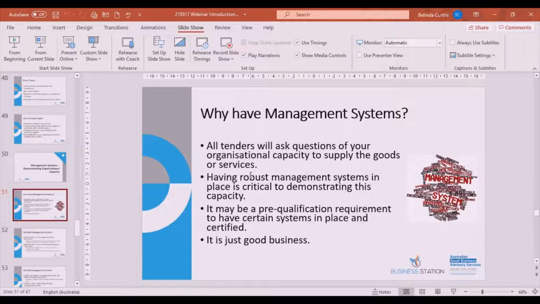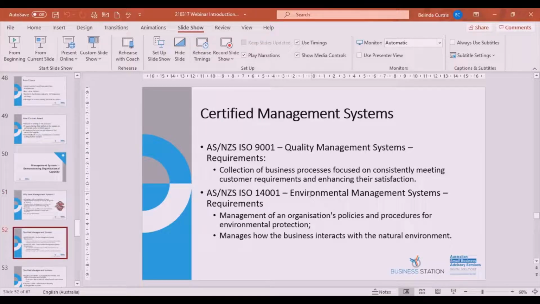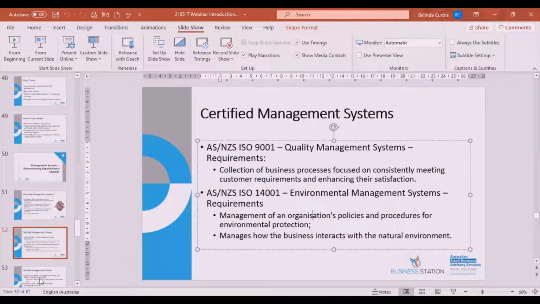And having good management systems and procedures is good business, it helps you manage your business. So the types of management systems that you're going to see mentioned in tenders: quality management, so how the process of you delivering your goods and services to the market works. Environmental management, so how does your business interact with the natural environment? For example, in a construction contract they might have questions around how you're going to manage on-site waste, how you're going to manage noise and dust, and the traffic and that type of thing. So they're the types of questions that you might get.